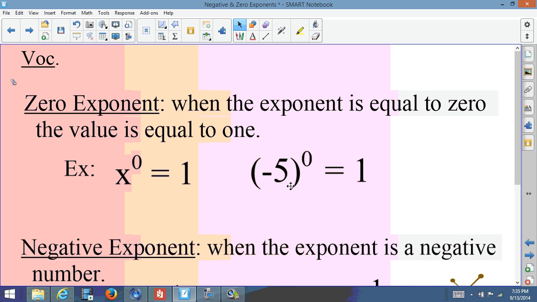Here we have negative 5 raised to the 0, and notice it's in the parenthesis, so whatever's in the parenthesis is being raised to the 0. So we really don't even have to look at that. We know automatically it's going to be equal to 1.